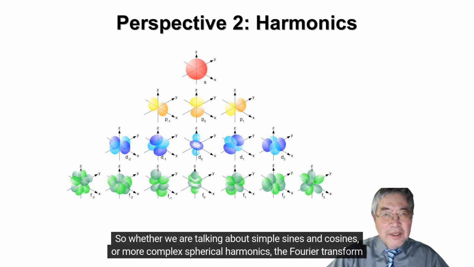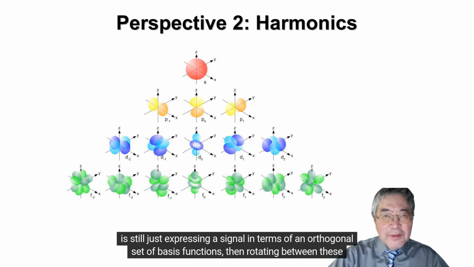So whether we are talking about simple sines and cosines or more complex spherical harmonics, the Fourier transform is still just expressing a signal in terms of an orthogonal set of basis functions, then rotating between these bases.